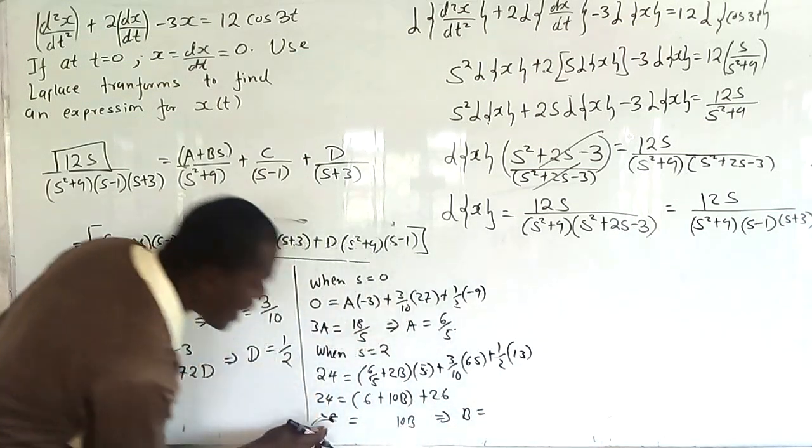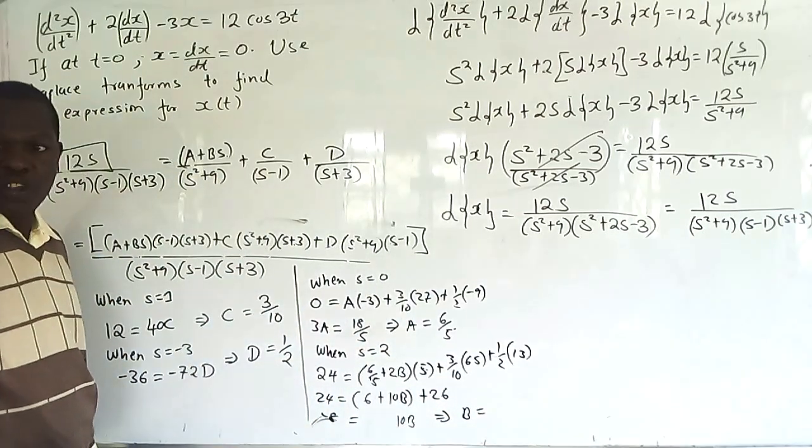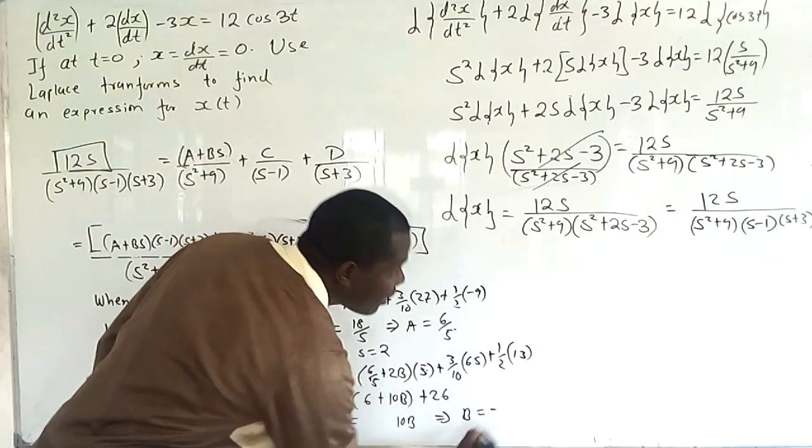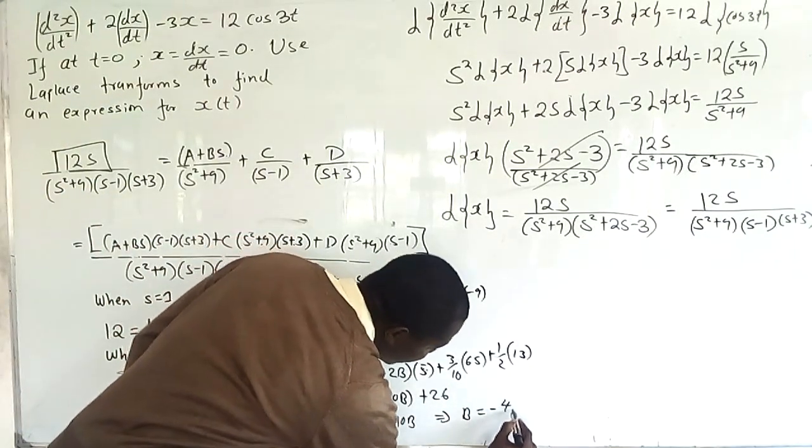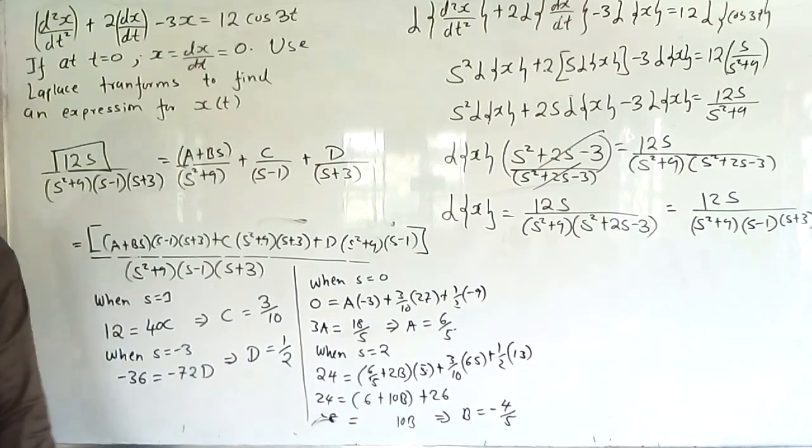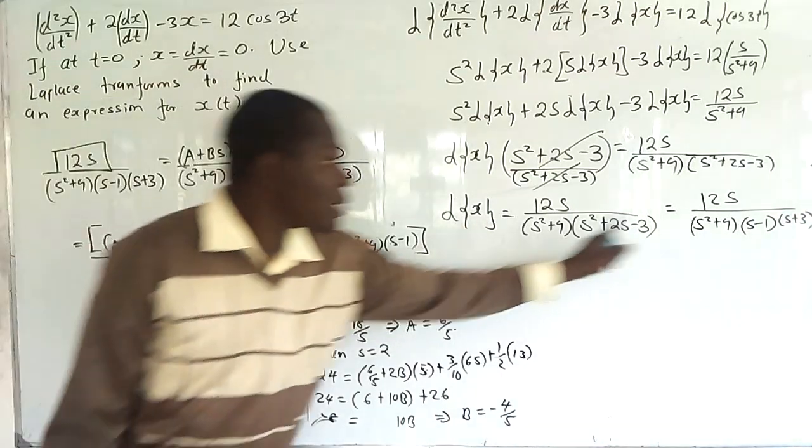You divide both sides by 10, isn't it? Yes. So negative 8 over 10 you get? Negative 4 over 5. See, we found all the values. After we found all the values, we substitute them there.